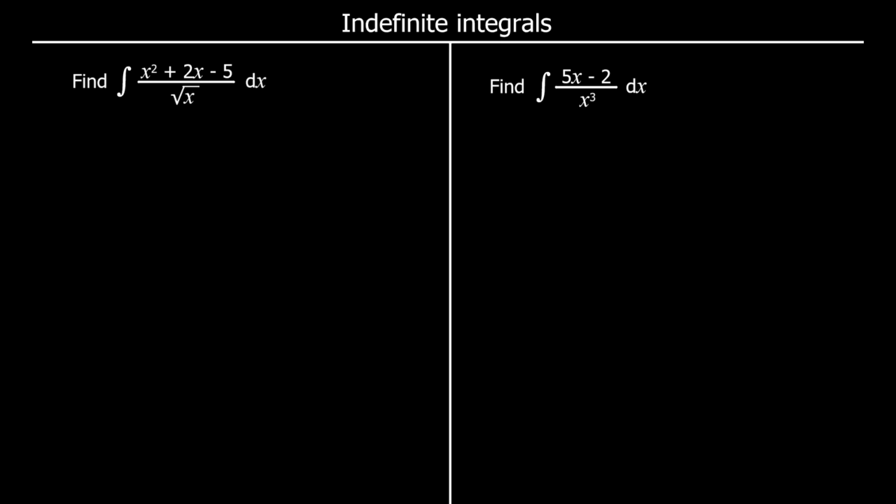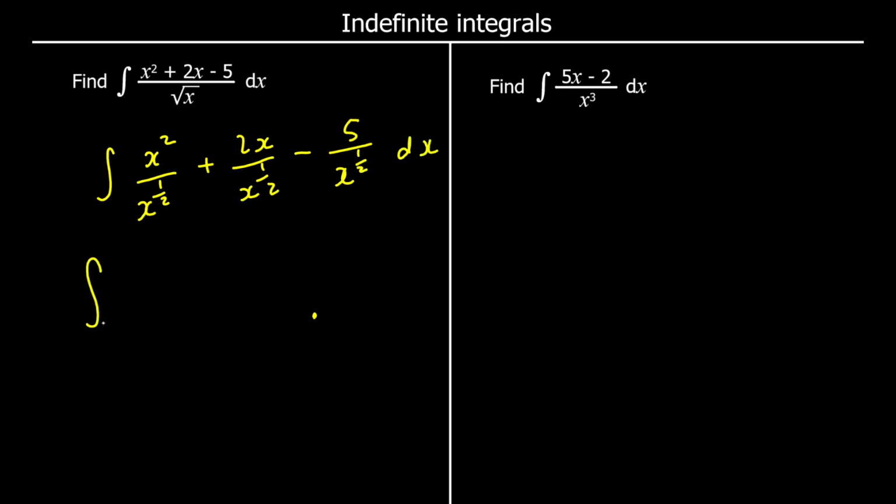Here's another question. This time we need to divide through. First, we need to separate out the terms. So when we have a fraction all over, in this case, x to the power of a half, we divide each of the terms separately by x to the power of a half to separate out the 3 terms so we can integrate them separately. So we're going to have x squared over x to the power of a half, 2x over x to the power of a half, and negative 5 over x to the power of a half.